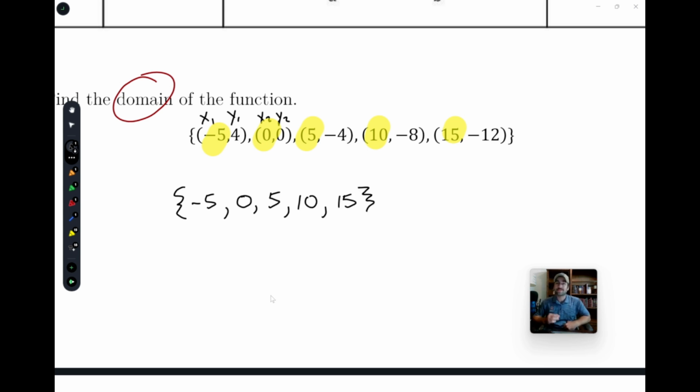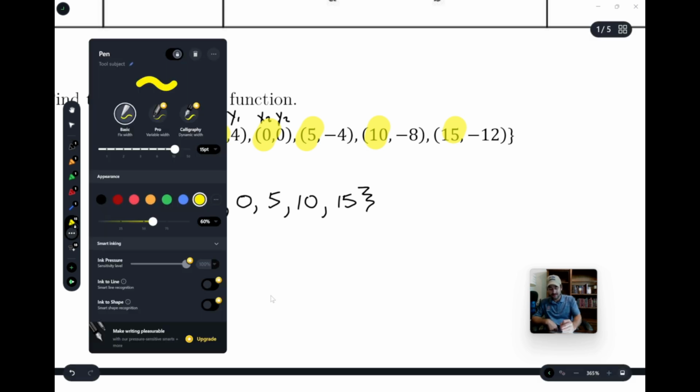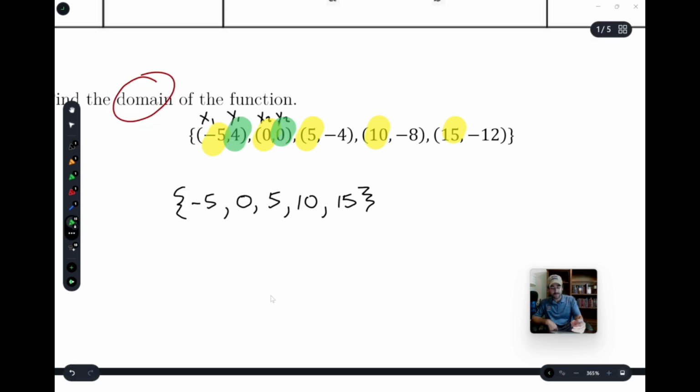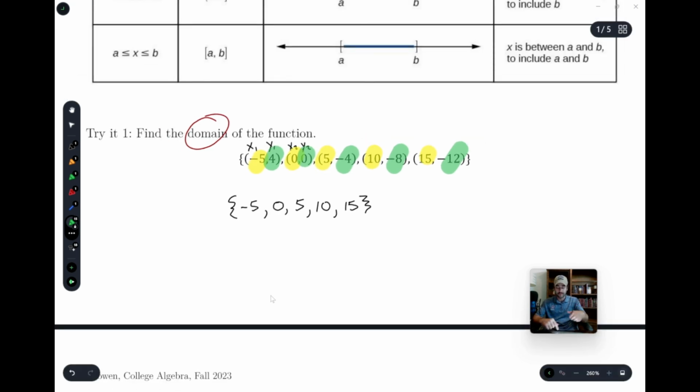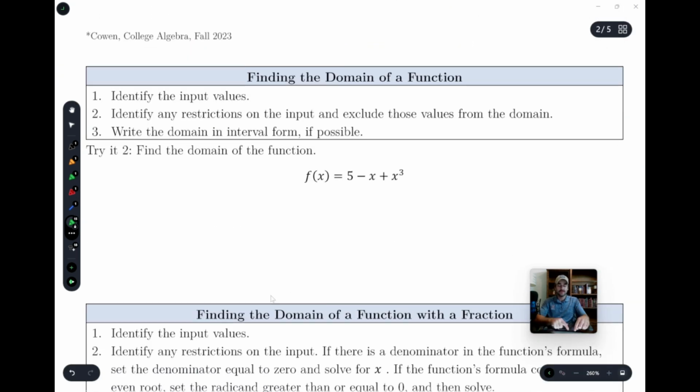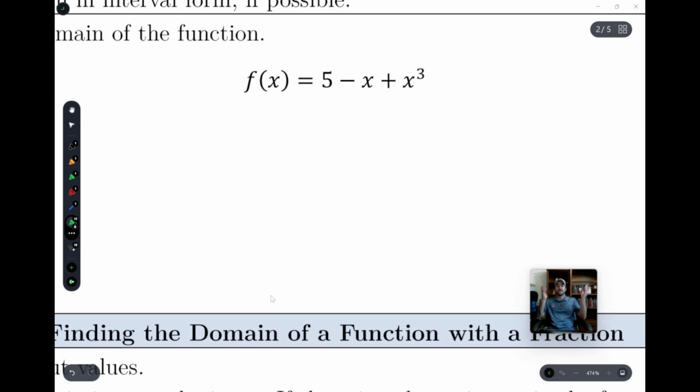Likewise, you could probably find the range pretty fast if you took a different color highlighter and you said, we're going to find the range. You could probably do that on your own. And then you know, okay, well, when we have a finite set of numbers, it's pretty easy to report the domain and report the range. But what happens when you don't have a finite set? What happens when you have infinite numbers in the world?